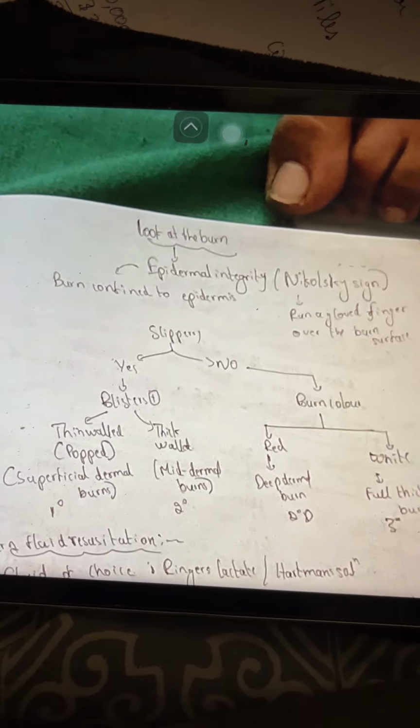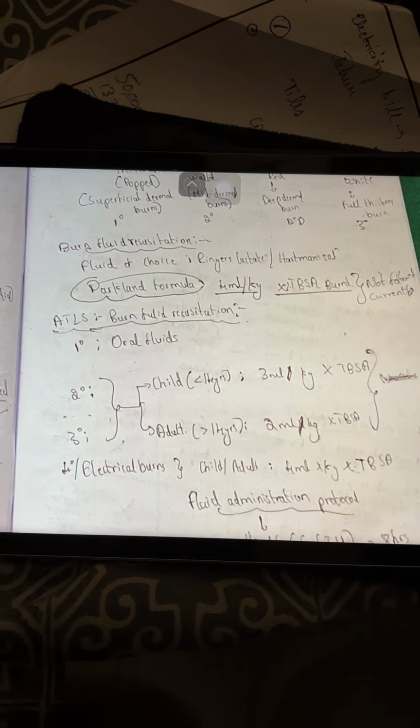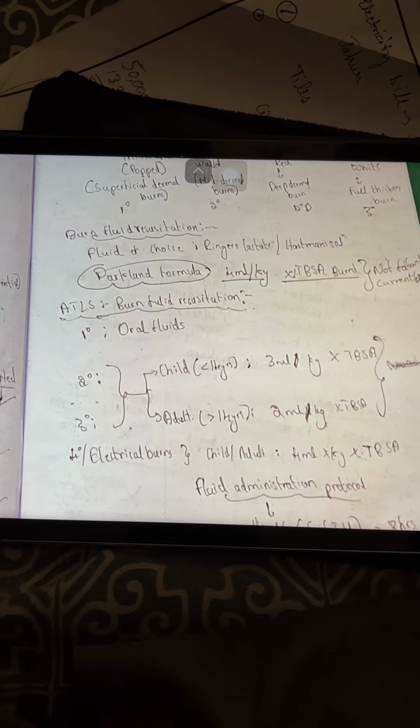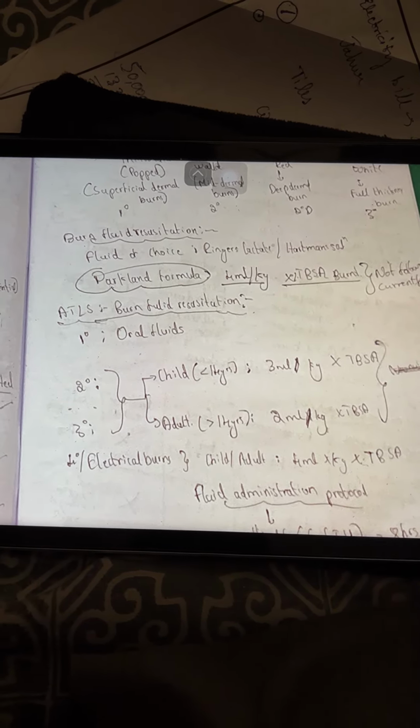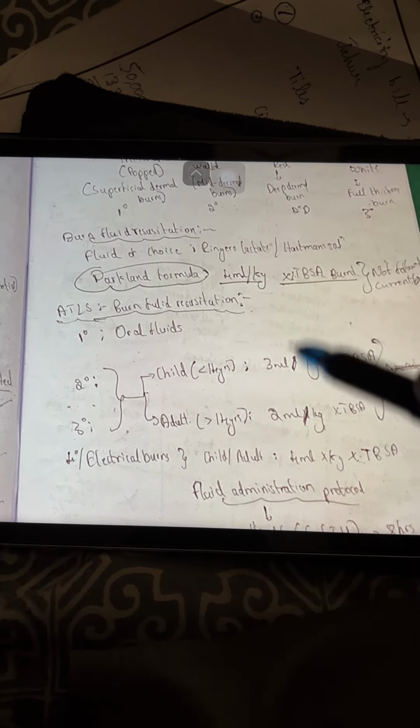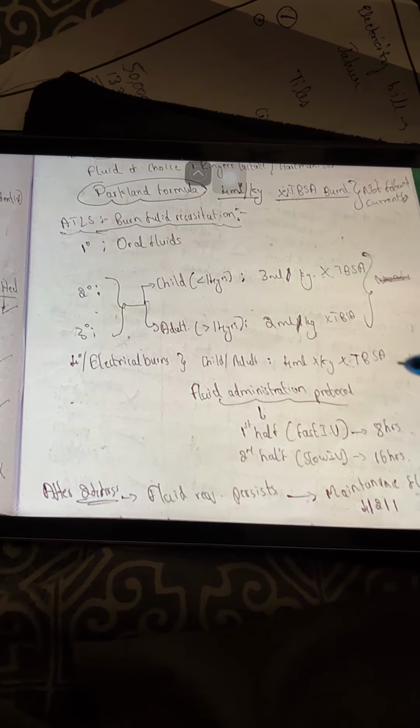Basically, ATLS, Advanced Trauma Life Support: for primary burns, first degree is oral fluid only, and for second and third degree in a child you paradoxically give more fluid, because a child for equal burn surface area will lose more fluid, so you give 3 ml per kg. Third degree or fourth degree, everyone 4, so 4 ml per kg.